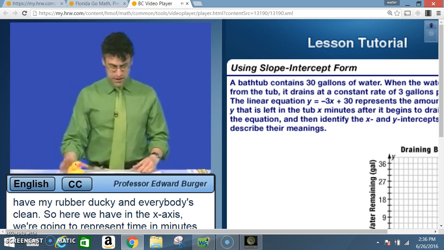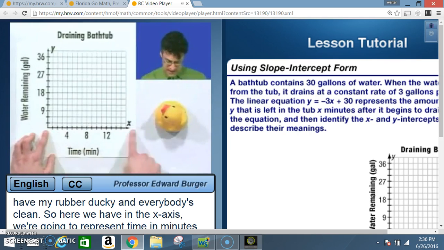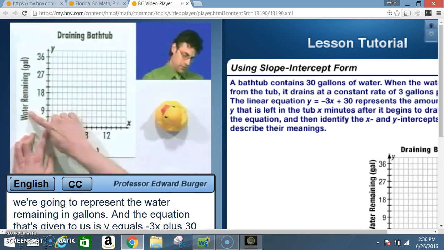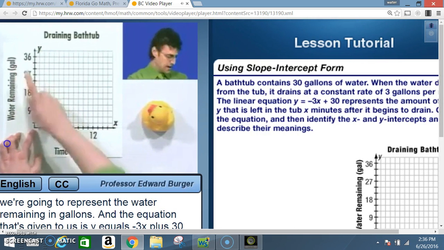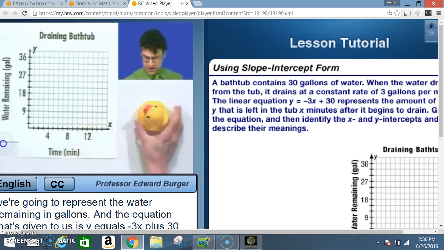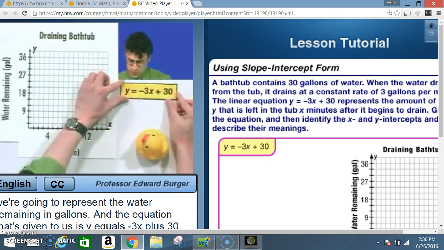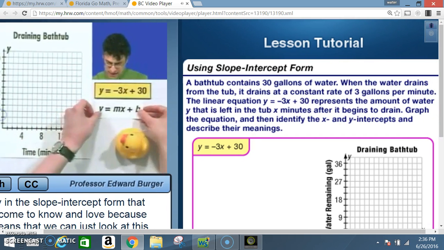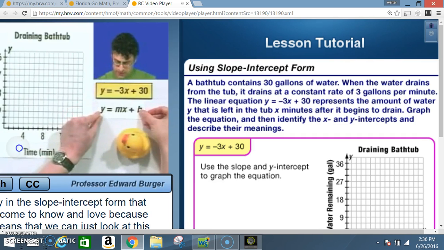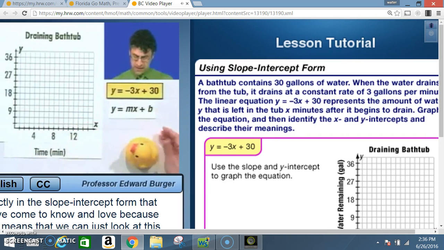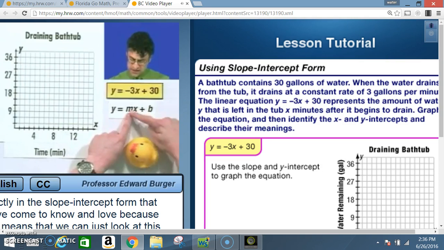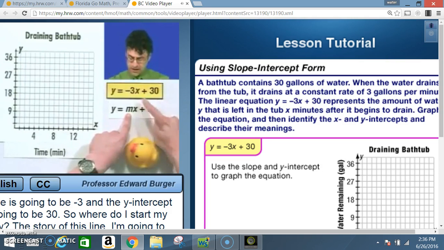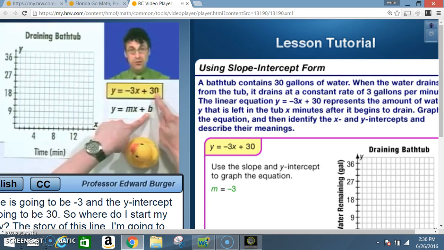So here we have, in the x-axis, we're going to represent time in minutes, and in the y-axis, we're going to represent the water remaining in gallons. And the equation that's given to us is y equals negative 3x plus 30. And notice, happily, that's exactly in the slope-intercept form that we've come to know and love. Because that means that we can just look at this and see that the slope is going to be negative 3 and the y-intercept is going to be 30.